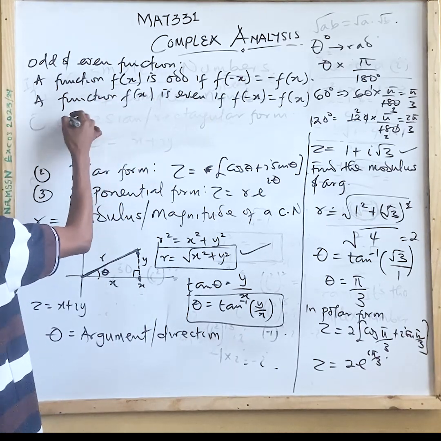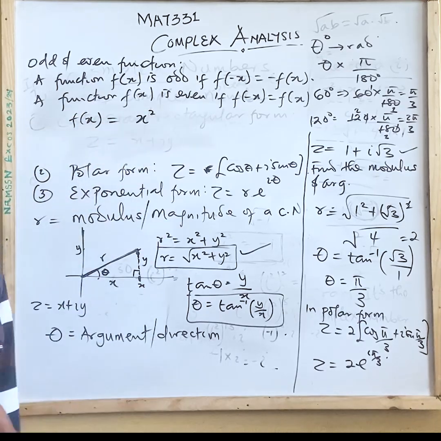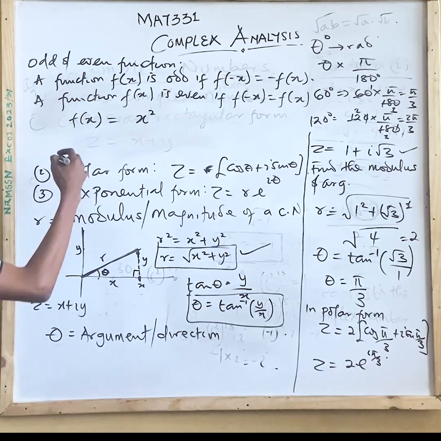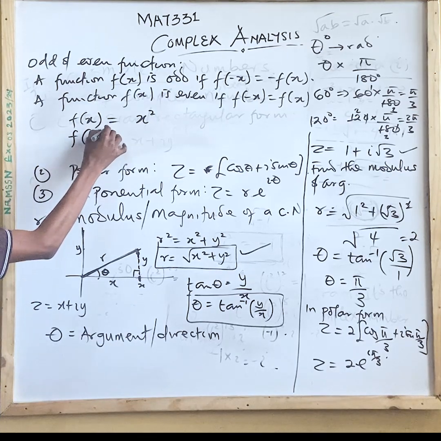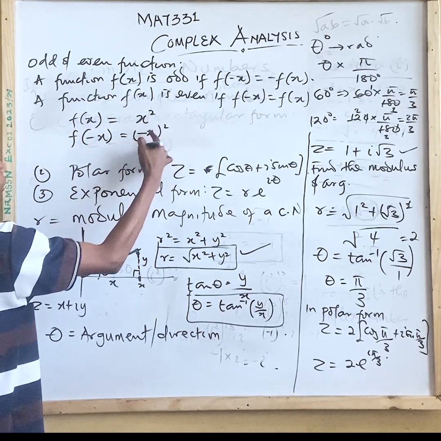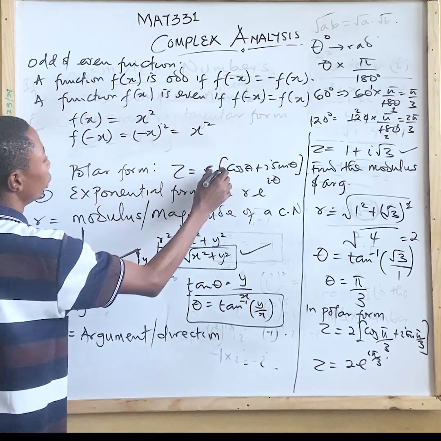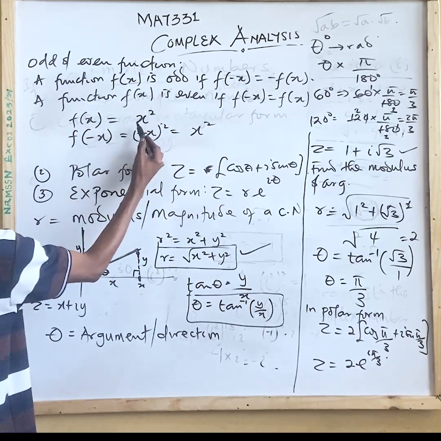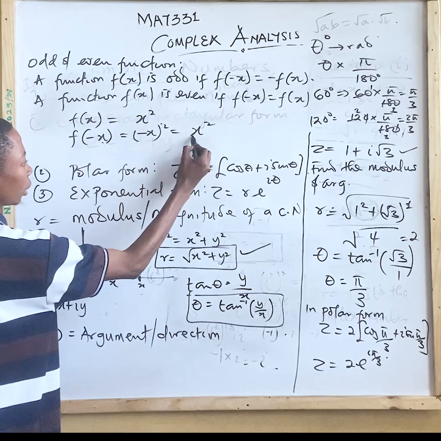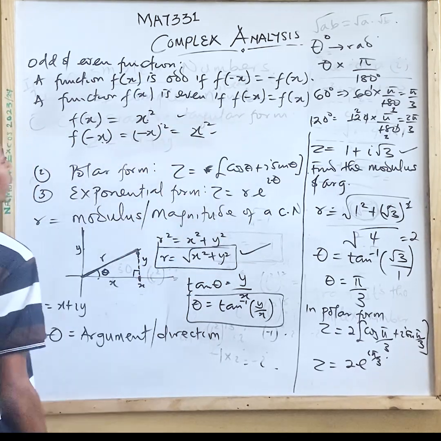So what do we want to use this for in the context of complex numbers? Suppose I'm having f of x. Let's test: if f of x is x squared, I want to check whether this function is odd or even. If I take f of minus x, it's minus x all squared, that's minus x times minus x, which is x squared. So you observe that f of minus x is also equal to f of x. Therefore, x squared is an even function.